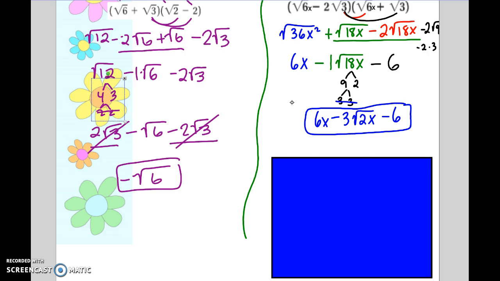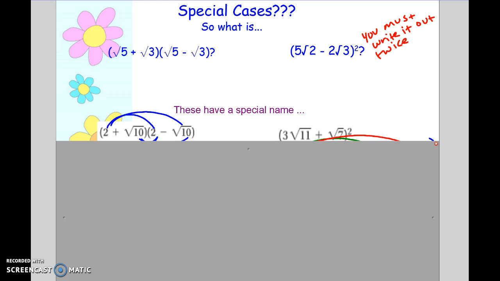You end up with no like terms, so you can't combine anything there. Let's look at some special cases. So the first one you'll be able to recognize as the difference of squares. They're exactly the same, but one's a plus, one's a minus. So I can FOIL out the whole thing, but my middle terms are going to cancel.